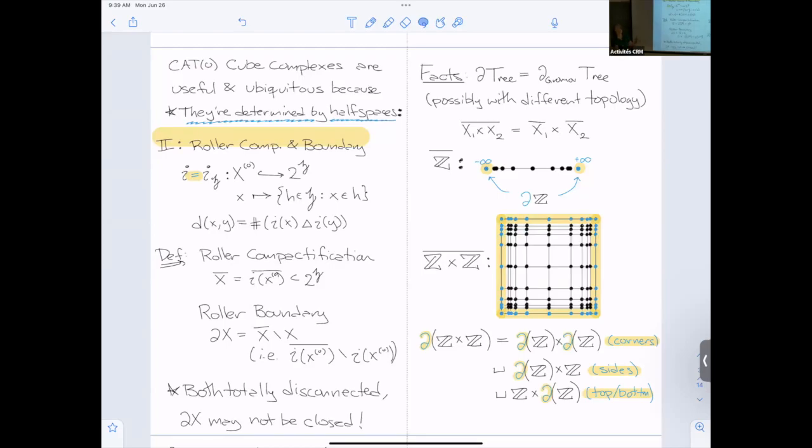So Z is the most interesting infinite tree, basic tree. And its compactification is, of course, plus or minus infinity. And the compactification has a nice product structure, namely that the compactification of the product is the product of the compactifications. And so we get that the compactification of Z squared is the product.